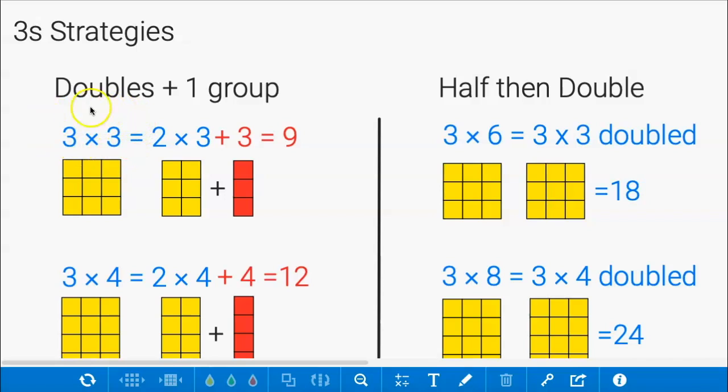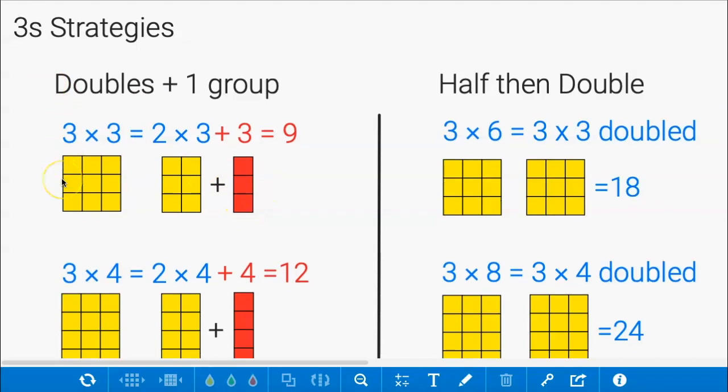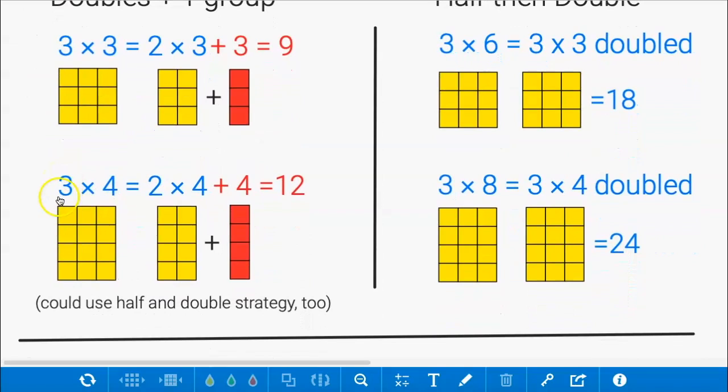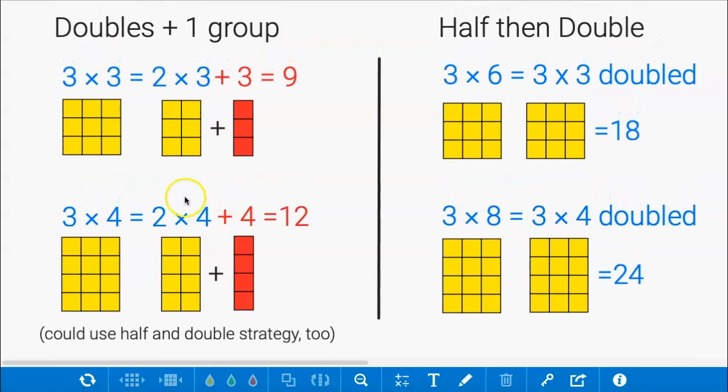For 3 times 3, we can see that it is actually two groups of 3 plus one more 3. Or it's our double 3's, which is 6, plus one more group of 3 makes 9. Also, for 3 times 4, we can see that that's two groups of 4, or double 4's, which is 8, plus one more group of 4, which is 12. And that's why this strategy is called the doubles plus 1. We take our doubles facts and we add one more group.